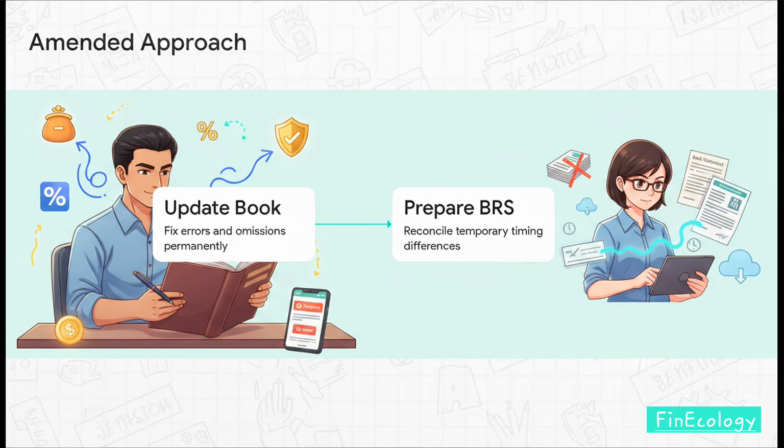Think about the bank charges, the insurance premium, the interest, and those direct UPI deposits. Those aren't going to fix themselves. Raju genuinely just missed them. So he records them permanently in his cash book right now to get an amended balance. Then, step 2, he prepares a much shorter bank reconciliation statement purely for temporary timing differences. These are things like the uncashed checks or uncleared deposits, basically things that will naturally resolve themselves in a few days anyway. It just keeps the books so much cleaner.